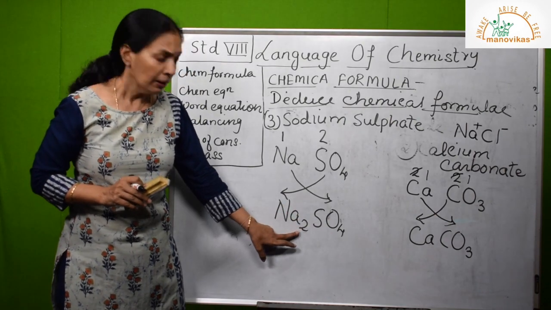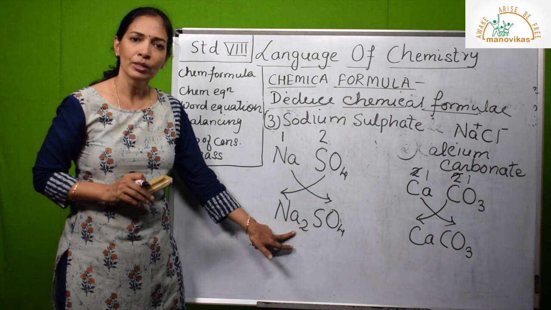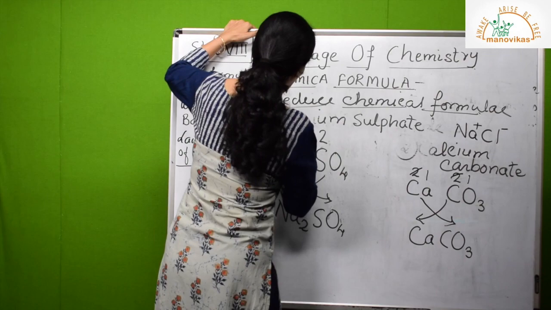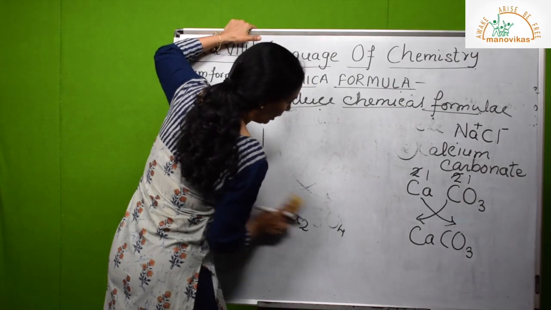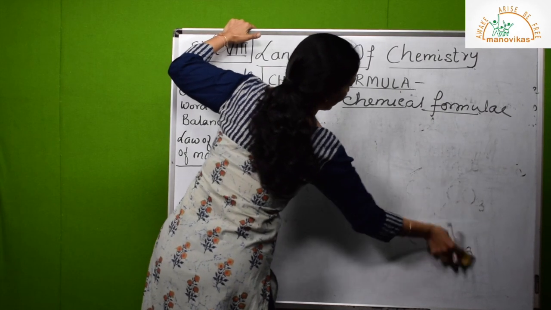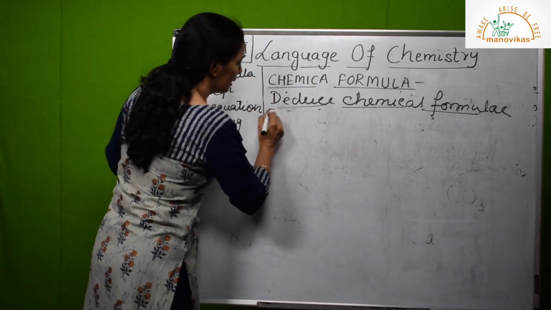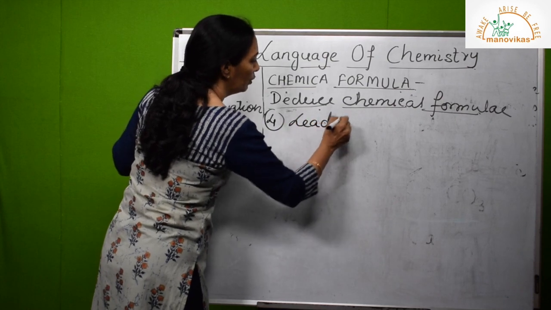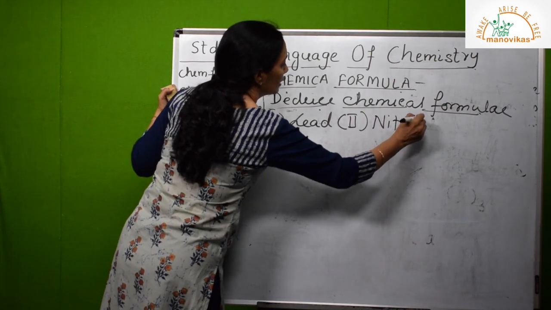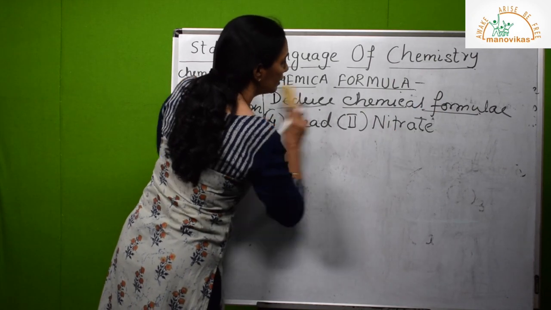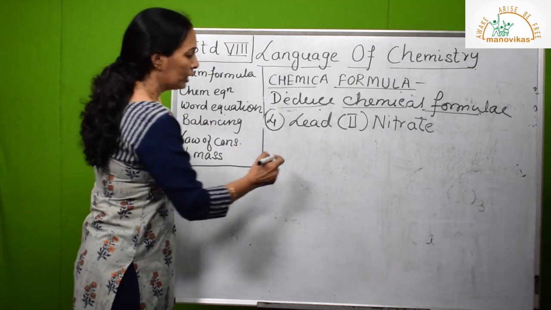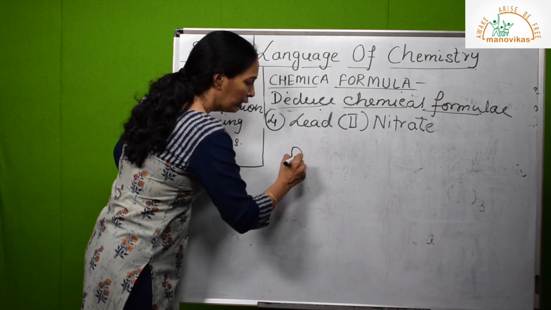So here you see that the number is 2, so we have to write this 2. So this is Na2SO4. Now another kind of example I will give. If you have to derive the formula of lead nitrate. Lead 2 nitrate. Fourth example. Lead 2 nitrate. Lead has variable valency. It exhibits variable valency +2 and +4. So this is lead 2 nitrate. What is the formula? You have to derive it from the symbols.